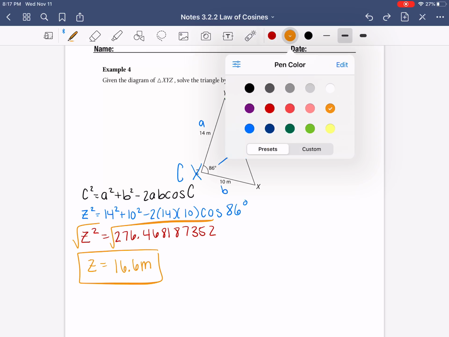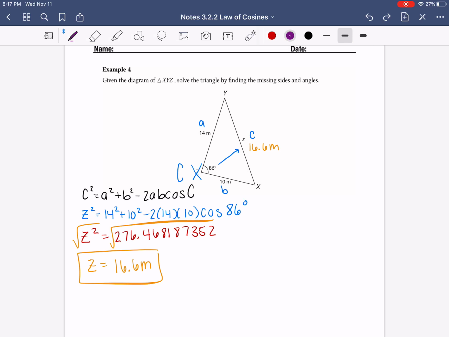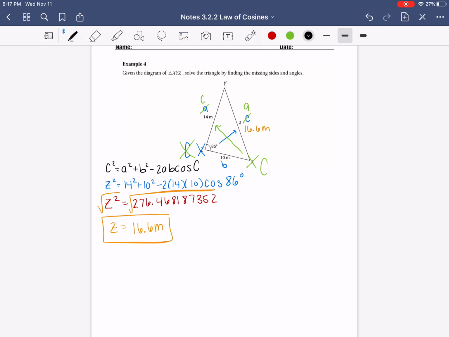So what I'm going to do is relabel my triangle. This X I'm now going to call capital C. Cross this one off. Across from capital C would be little c. That means these 2 pieces are little a, and that one was already little b, so I'm going to leave it like that. All I did is change what I labeled them. They're still the same pieces, I just changed what I called them. So again, I'm going to use the same formula: c squared equals a squared plus b squared minus 2ab cosine of angle C.